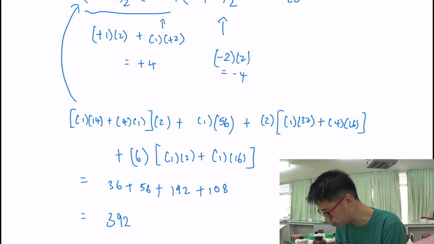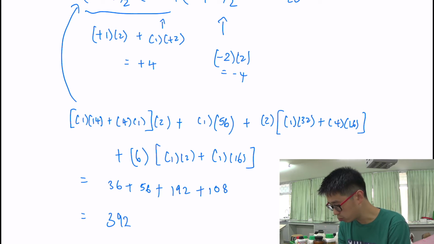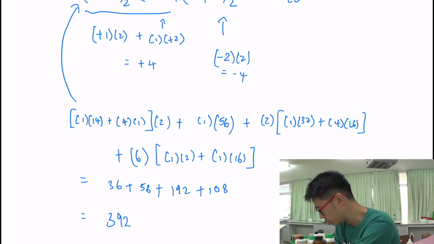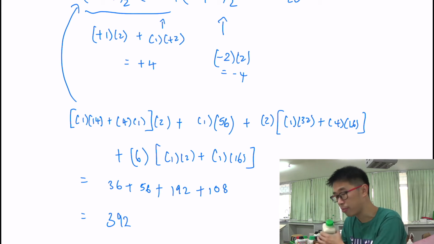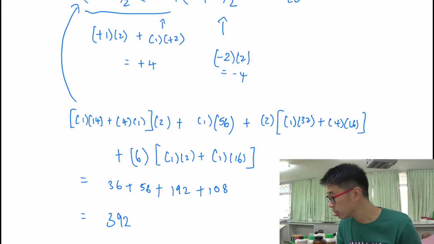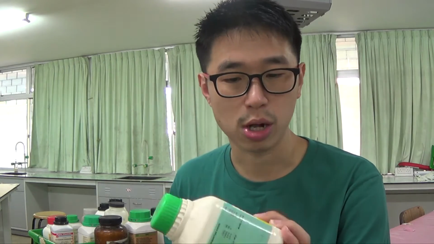So a lot of the times workings are very important. If you just press everything into your calculator, you risk making a mistake. Okay, so I get 392. This is to the nearest whole number based on my periodic table from O-level IGCSE, which I use to do this calculation, and they're only to the nearest whole number.